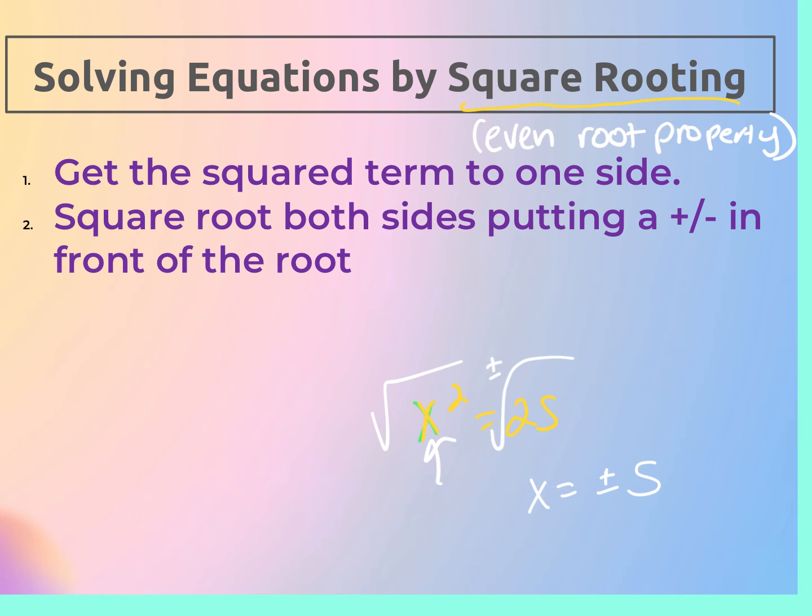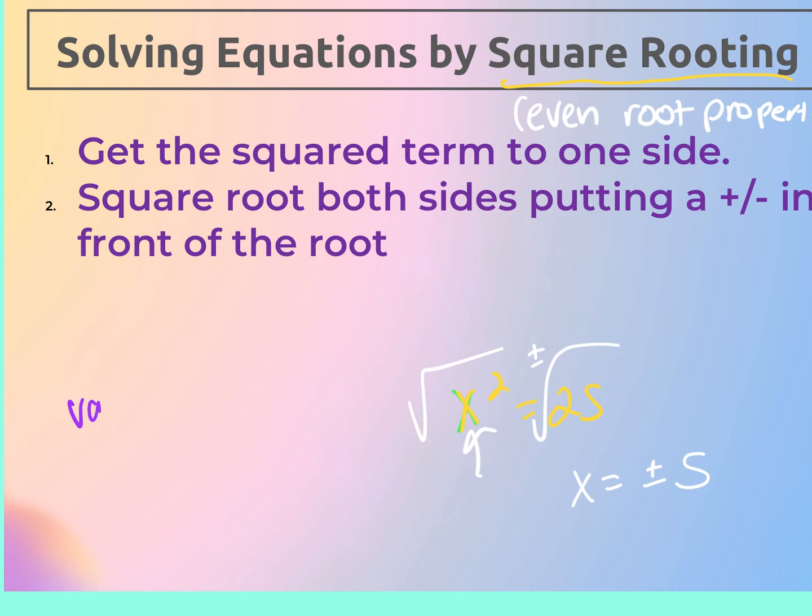So the rule is when it starts with a variable squared and we go to square root it, you have to put the plus and the minus in it, okay? Don't confuse that with the square root of 25. What is the square root of 25? It's just 5, okay? But if I had x squared equals 25 and then I bring in the square root, then it's plus and minus because you're solving for a variable and there can be two values there.